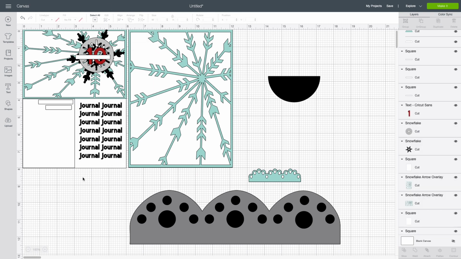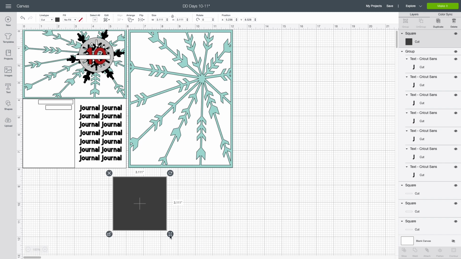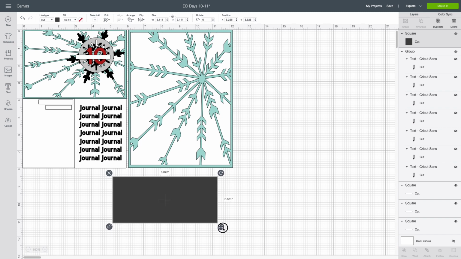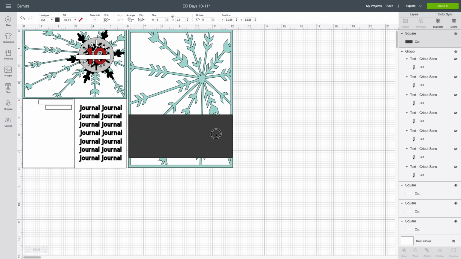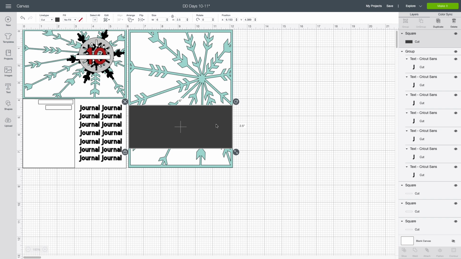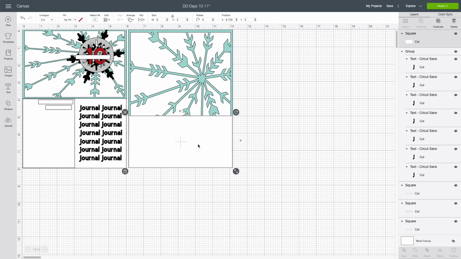I may do something different in the background there, maybe some embossing or doodling again, or maybe even some stamping, just in a really light color so it doesn't detract from what's on top of it.